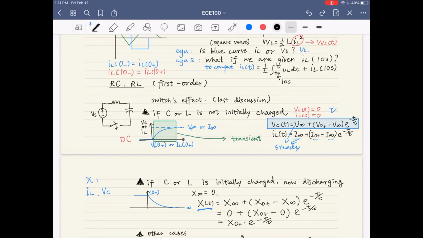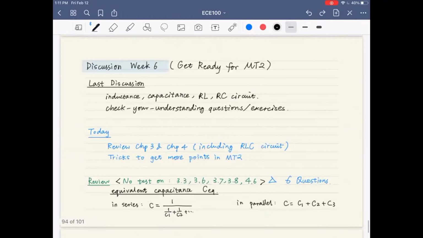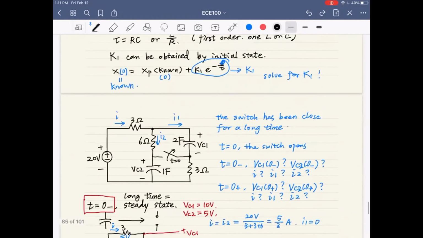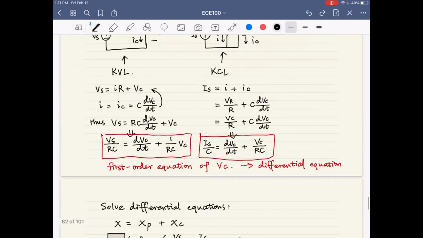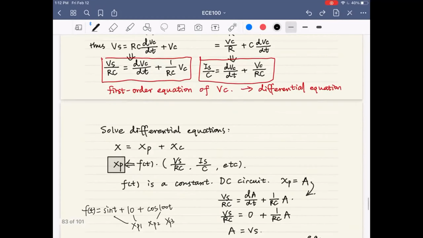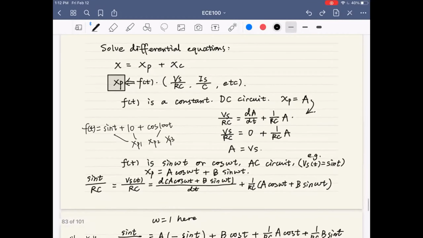Okay. What's the full procedure? Again, can you go over that? Let's take a look at the previous discussion. Here is what we usually see, right? And then we can write down the differential equation of the variable you care about. And then we can solve it by differential equation techniques.